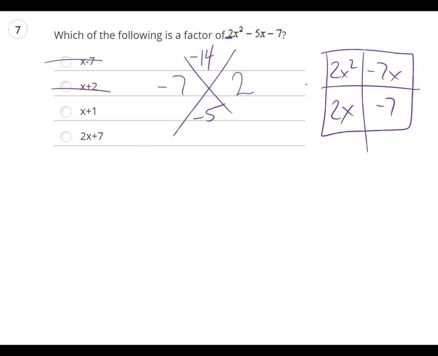Alright, what times what is 2? 2 and 1. Where's my 2 got to go? According to mine. You could have done it the other order, it's okay. These guys can change. Remember the 2x squared and the negative 7 have to be in the places they're in. Alright, what times 1x is negative 7x? How many times does 1 divide negative 7? How many times does 2x divide 2x? Once. Check it. 1 times negative 7 is negative 7. So 2x minus 7 times x plus 1.